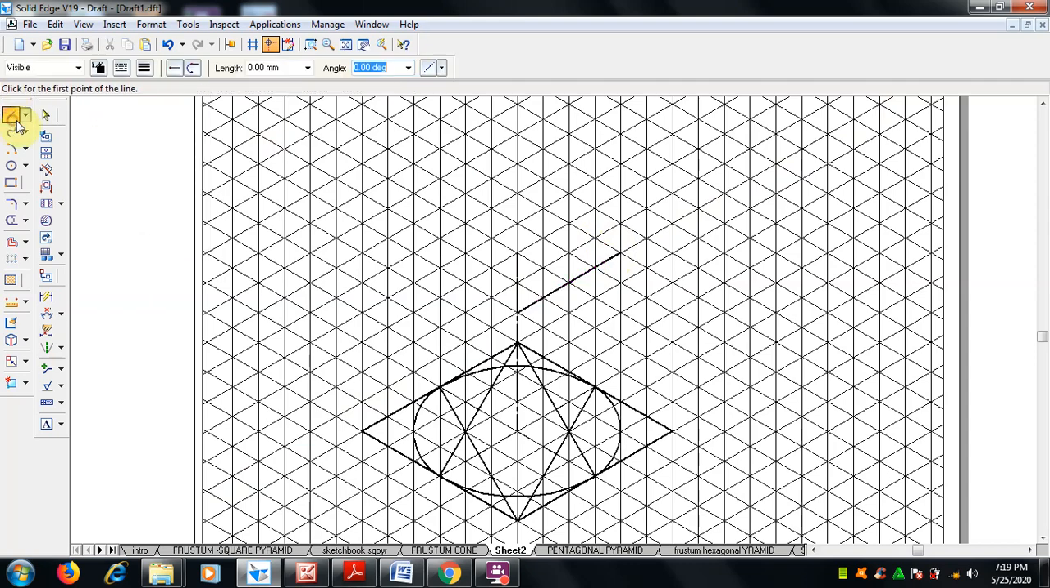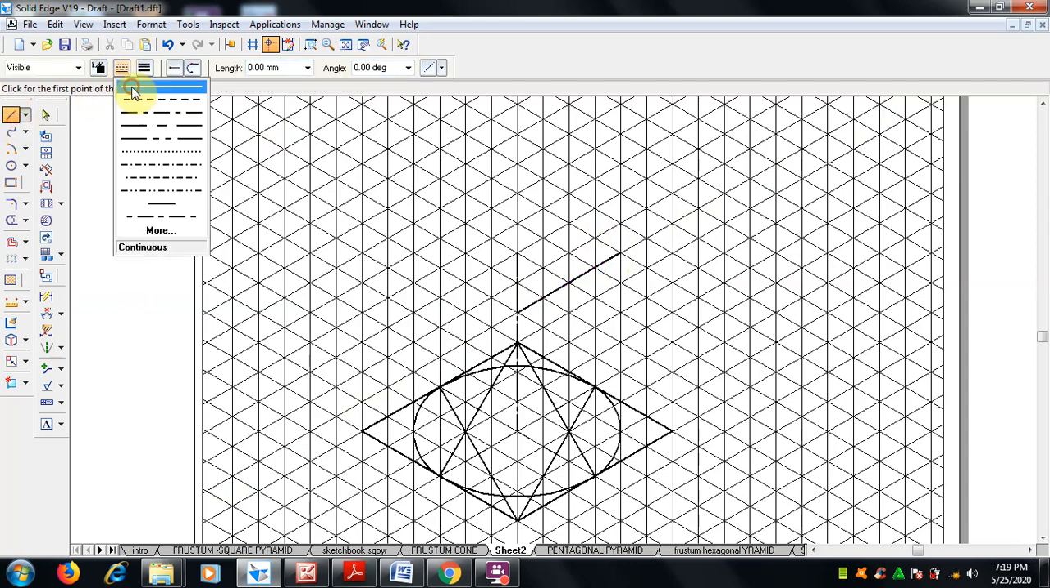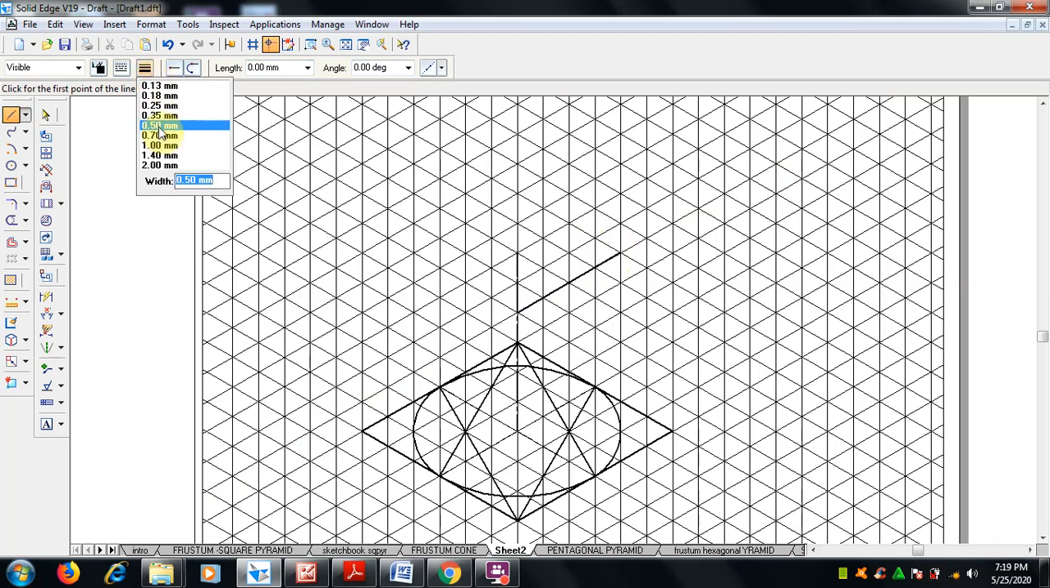line, again continuous line, 0.5 mm thickness. From this end, 4 blocks, 1 2 3 and 4. From here to here, 4 blocks. From here to here, 4 blocks. Now bottom is 60 and the top is 40, right?